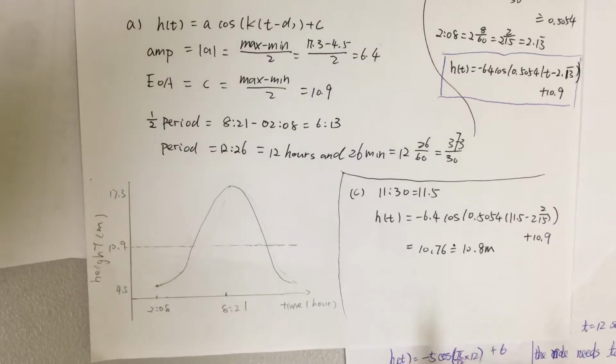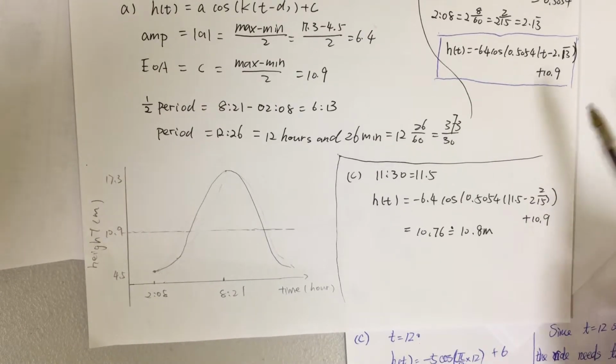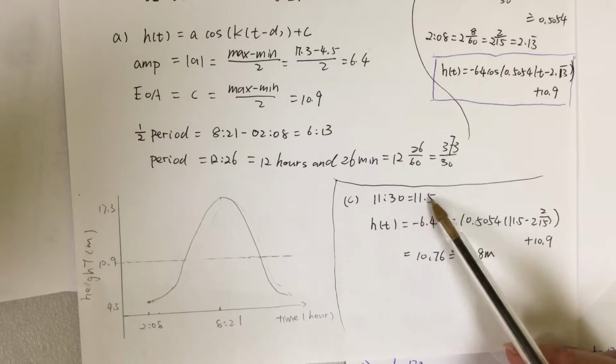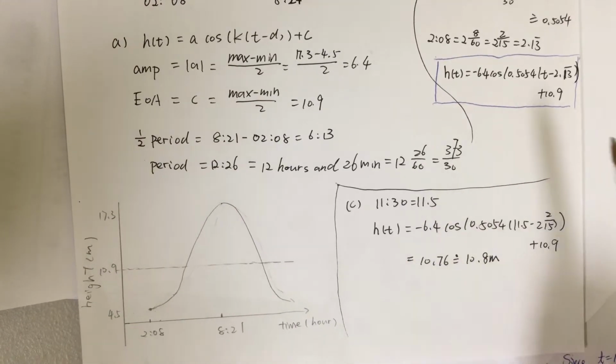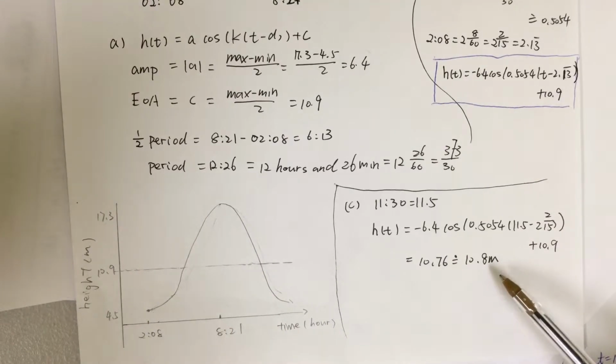For part C, the question asks, if at 11:30, what will the height be? Again, we need to convert from clock time to hours. That'll be 11.5. Plug into the equation I just found from part B and calculate, rounding to 1 decimal place.